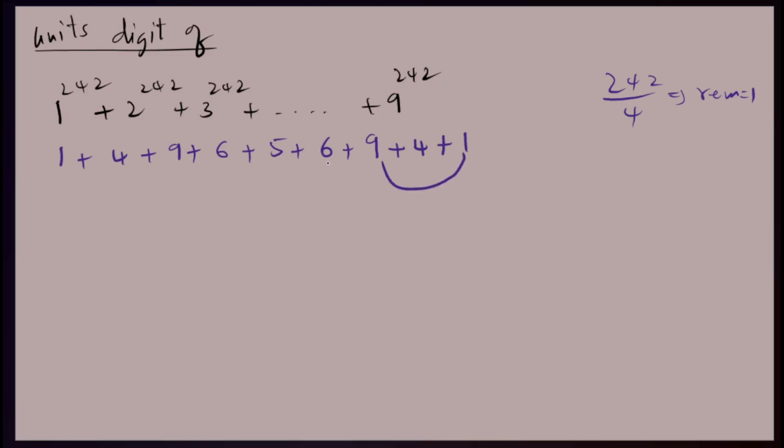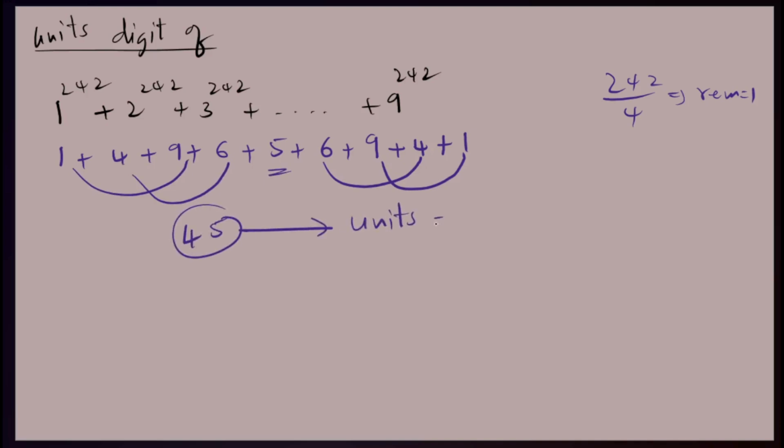9 plus 1 is 10, 10, 20, 30, 40 and 5. So your final sum is 45 and your final units digit is 5. Units digit is 5. I hope the concept of units digit is very clear to you. We already solved some questions on units digit in lecture 2 as well.